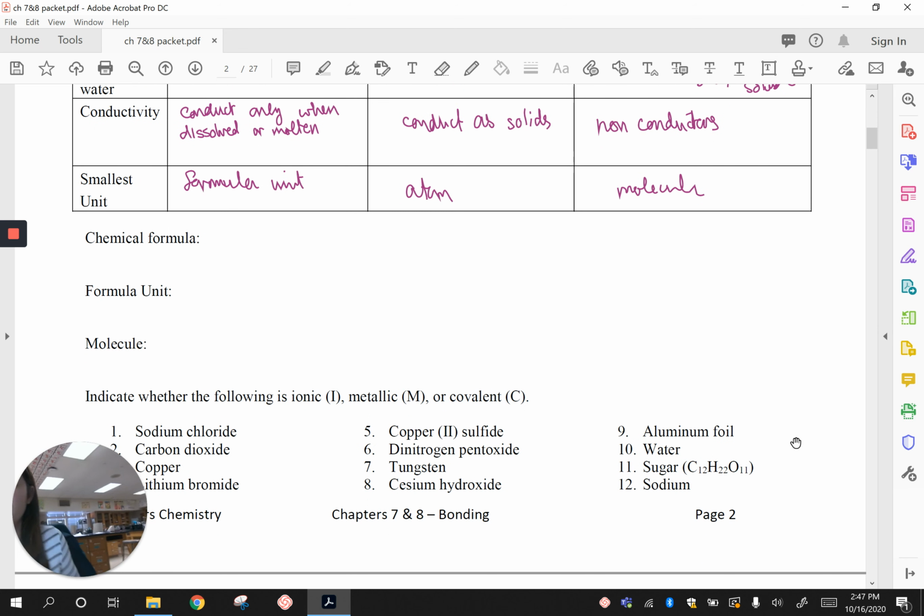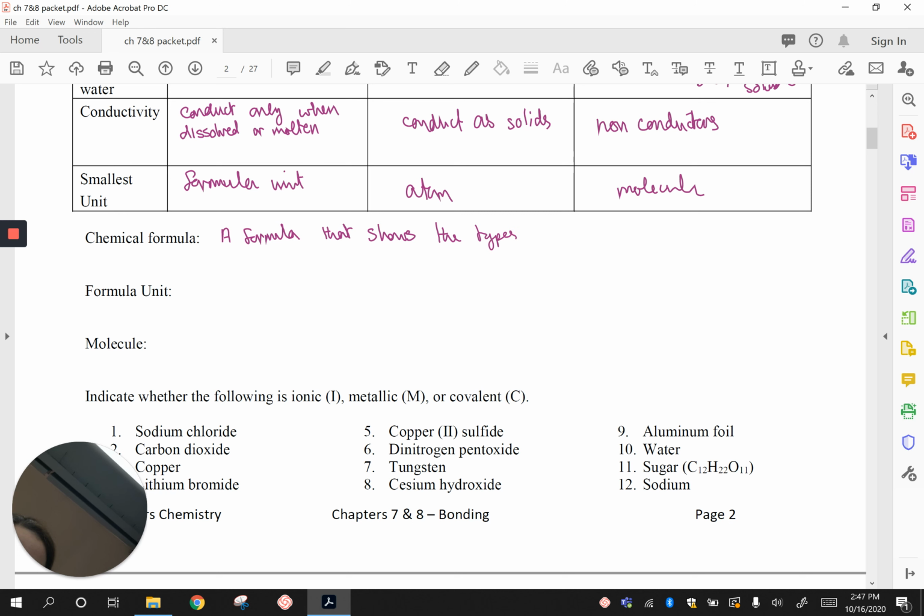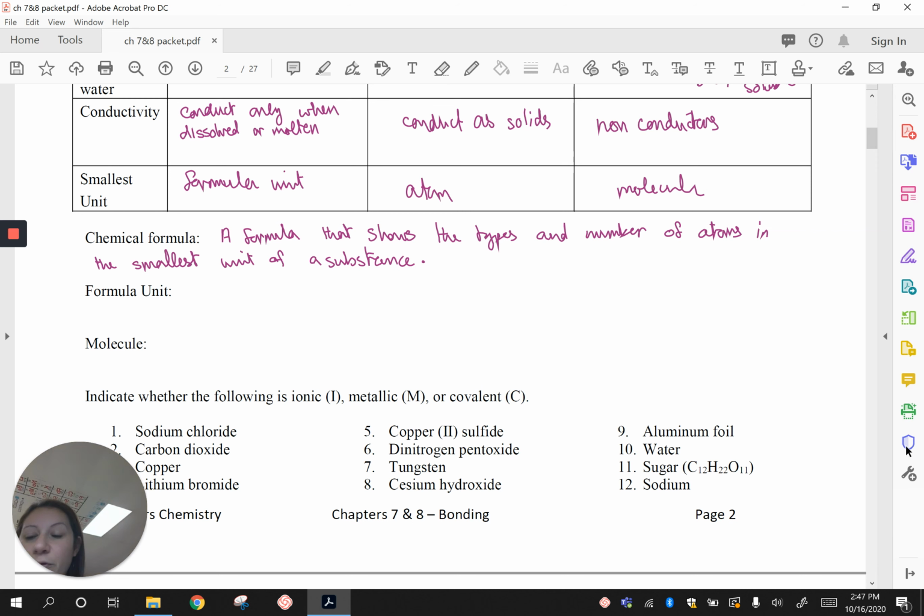Let's define these just so we have them. We just talked about them, but let's write out the definitions. We've talked about chemical formula before. It is a formula that shows the types and number of atoms in the smallest unit of a substance. For example, H2O is a chemical formula, NaCl is a chemical formula, and so on.